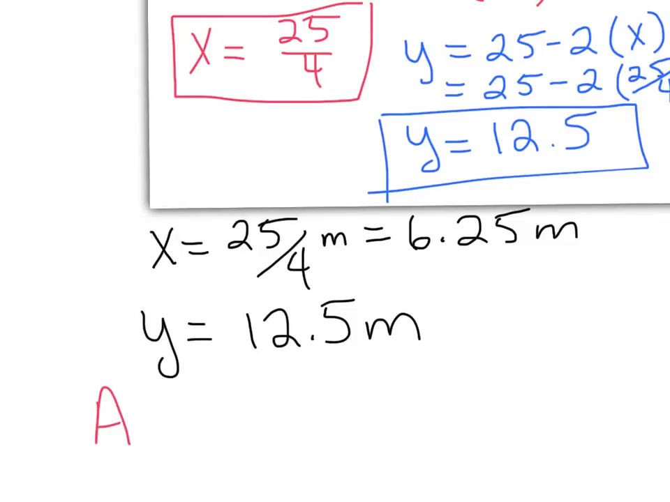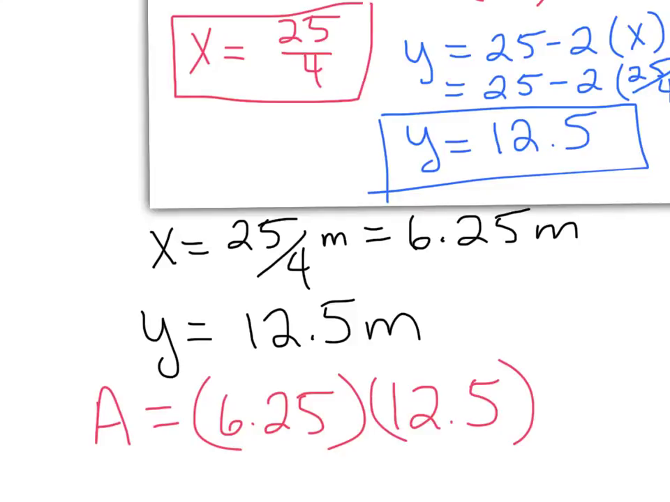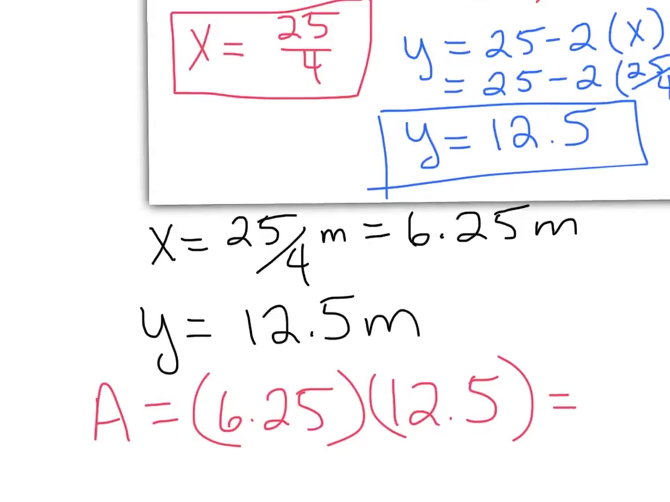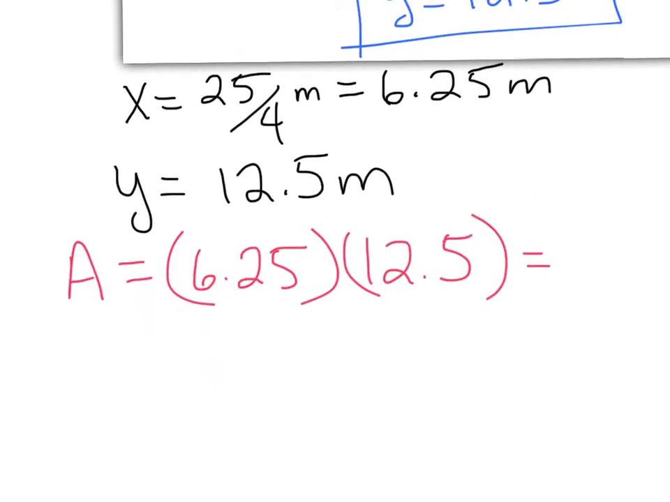Now, if you were asked, the maximum area would be 6.25 times 12.5 meters squared. So this gives us a maximum area of 78.125 meters squared. Okay.